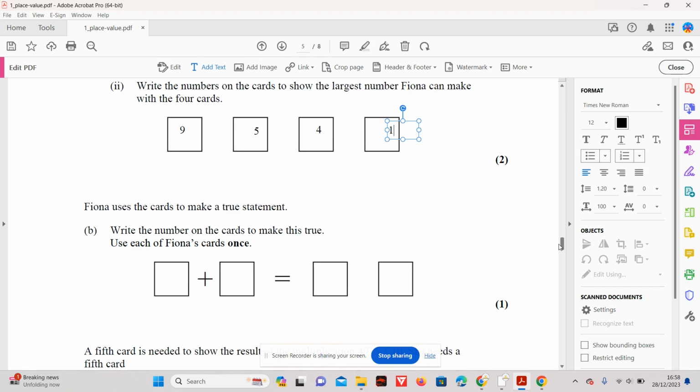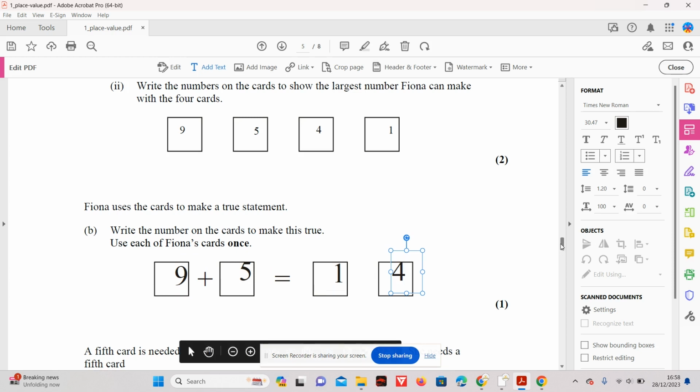I know that if we do, let's have a look. We've got a 9 and a 5 here. So if I put 9 here, then we've got 5 here. That comes to 14, and we've got a 1 and a 4 there. And lo and behold, 9 plus 5 equals 14. So that's the answer to that.